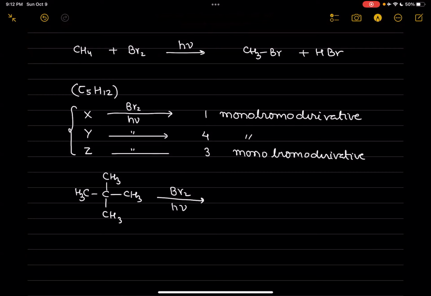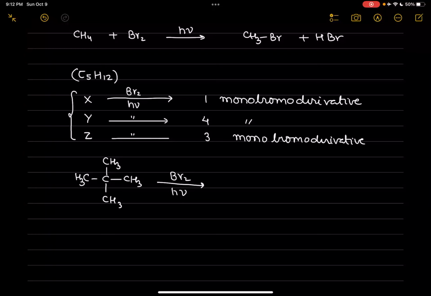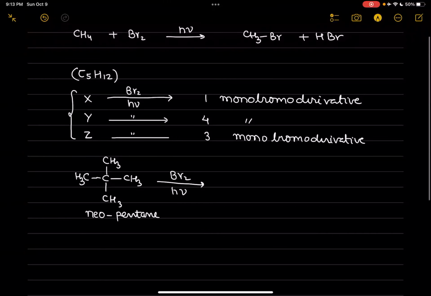The IUPAC name would be 2,2-dimethylpropane. Yes, exactly. Very good. The common name is neopentane. Yes, neopentane. Good.